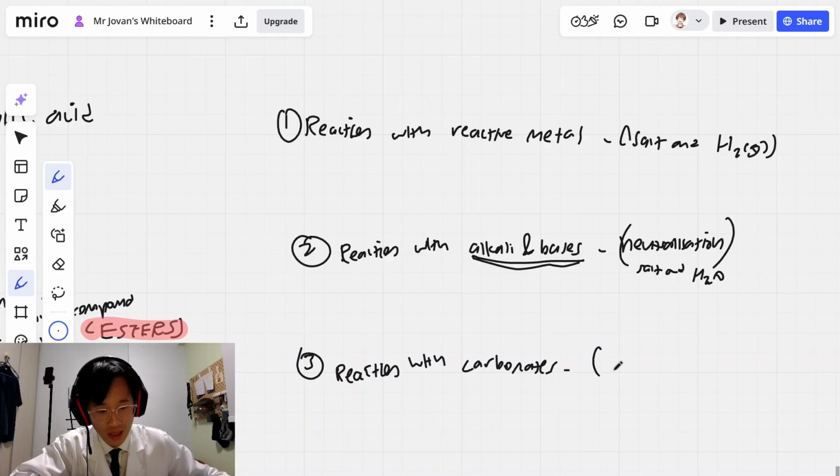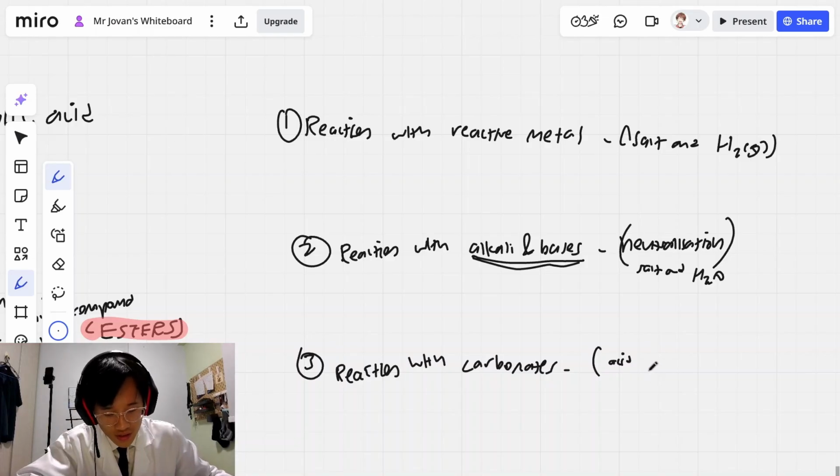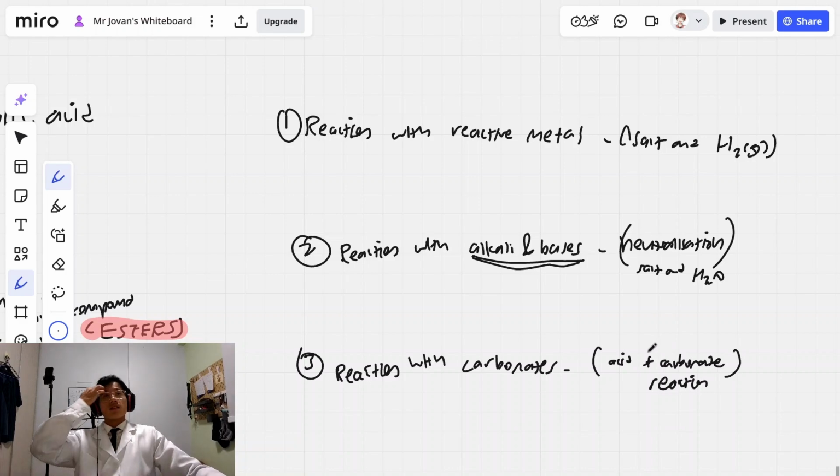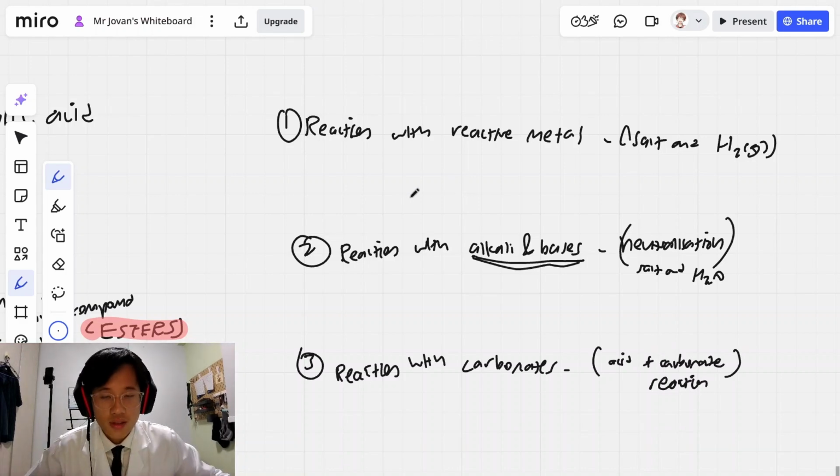Carbonates. Okay, this is for reaction with carbonates. It is an acid plus carbonate reaction. It's one of the few things that we learned already. All right, so I'm gonna give you the products, the end products. I'm gonna write out the formula, then you guys can copy it down.